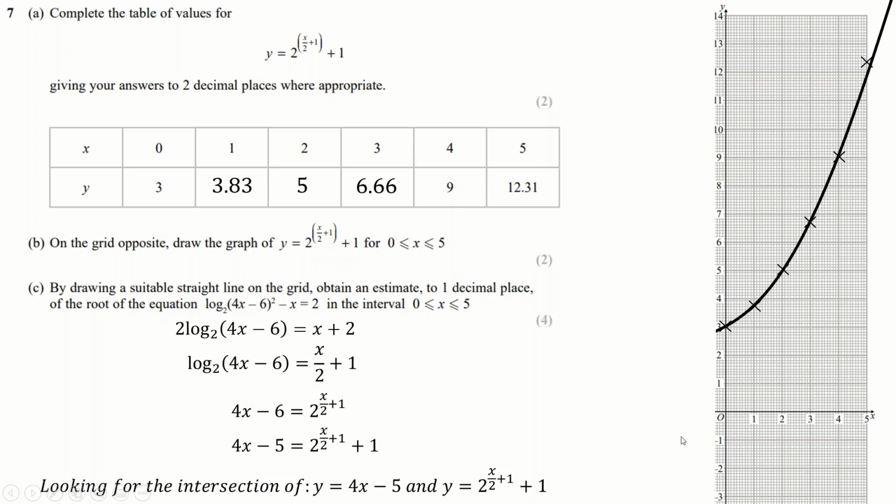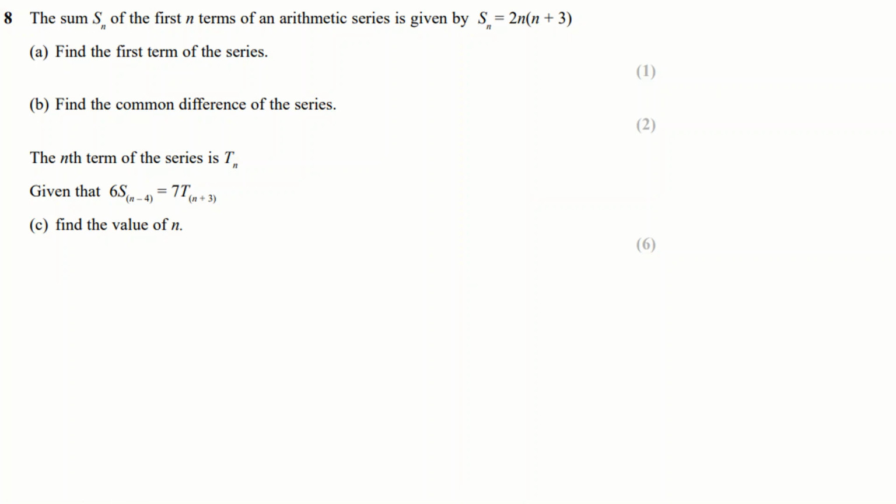When x is 1, you get y as minus 1. When x is 2, you get y as 3. Draw the line. And this intersection looks like it's about 2.8. 2.7, 2.8 is what it looks like to me. And yeah, that would be the answer. Really nice question. Question number 8.